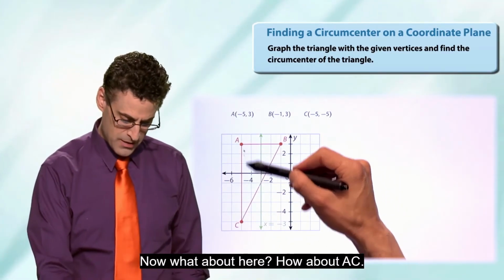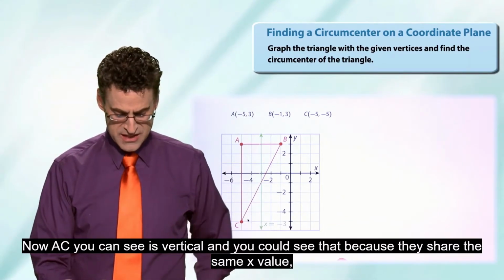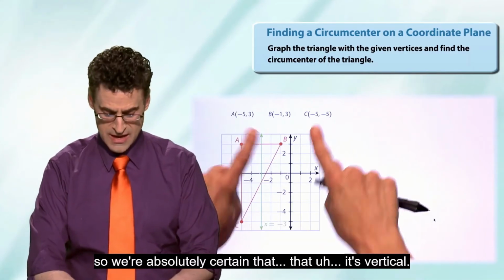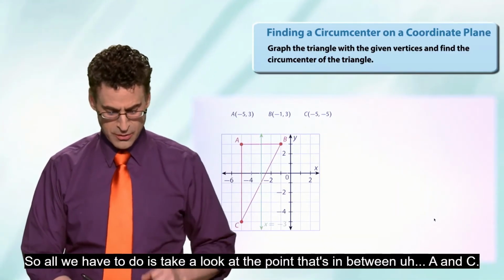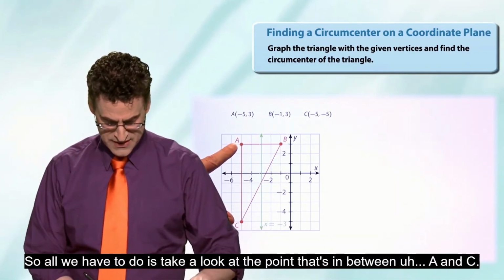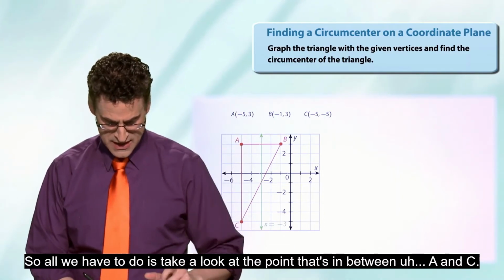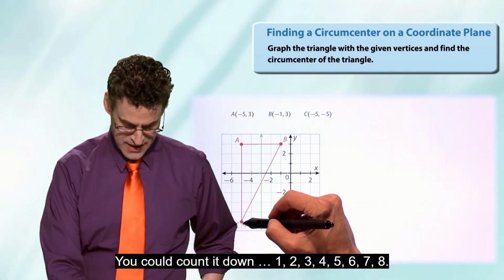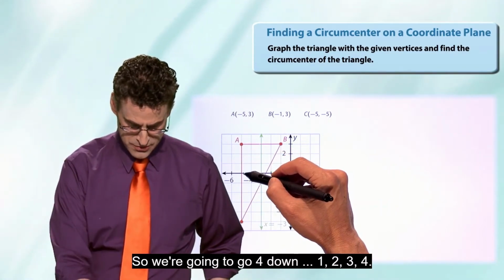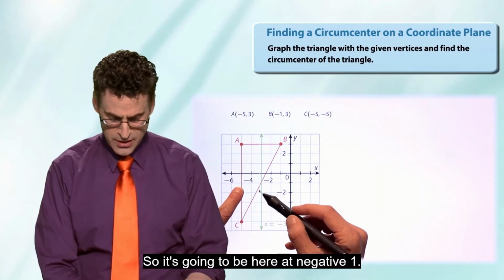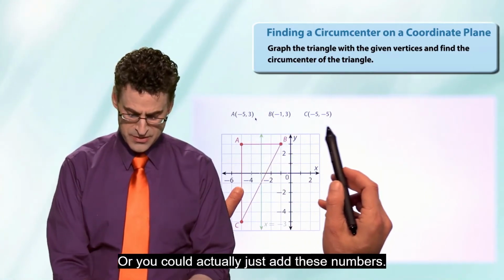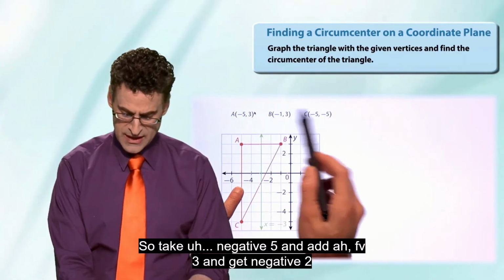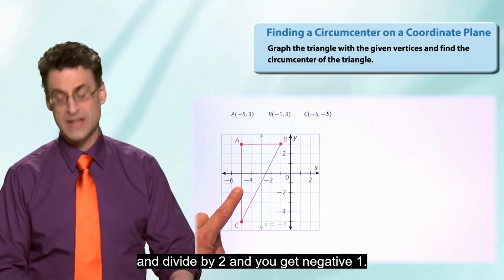Now, what about here? How about AC? Now, AC you can see is vertical, and you can see that because they share the same x values, so we're absolutely certain that it's vertical. So all we have to do is take a look at the point that's in between A and C. You can count down 1, 2, 3, 4, 5, 6, 7, 8. So we're going to go 4 down. 1, 2, 3, 4. So it's going to be here at negative 1. Or you could actually just add these numbers. So take negative 5 and add 3 and get negative 2 and divide by 2 and you get negative 1.